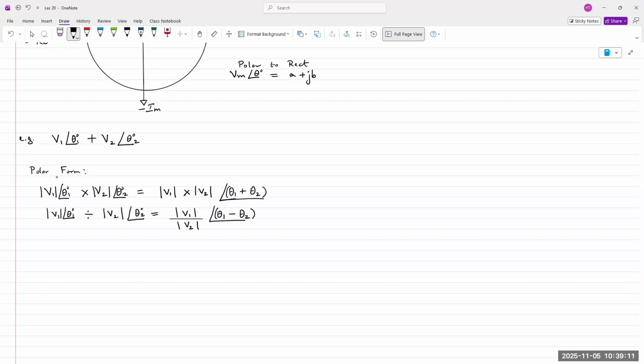And then if you have rectangular coordinates or rectangular form for complex numbers, it's straightforward. A plus or minus JB, you add or subtract with another number, C plus or minus JD. The real portion gets added or subtracted together, and the imaginary portion gets added or subtracted together. So that's why all of that conversion takes place.